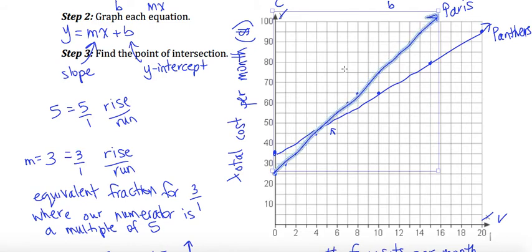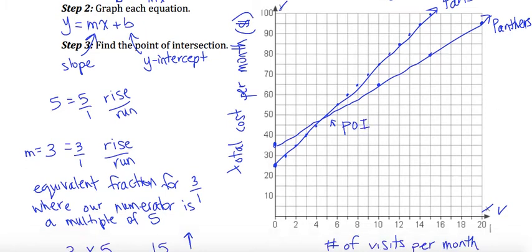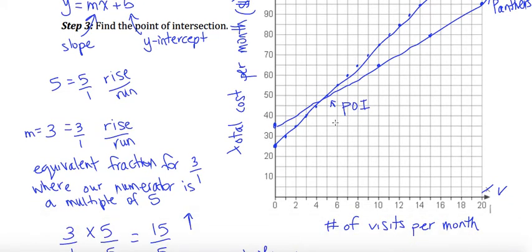Let me see if I can. That's a little bit better if I move my line. All right, so here's my point of intersection right there. So what are the coordinates of this point? Well, the coordinates of this point are 5, so I've gone over 5, and I'm going up, look at that, right at 50. So this tells us that if I go 5 visits per month, then my cost, doesn't matter which gym I go to, is going to be the same at $50.